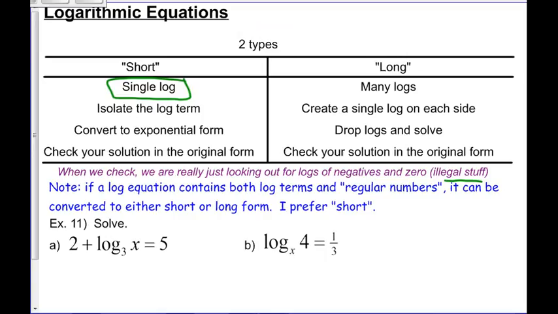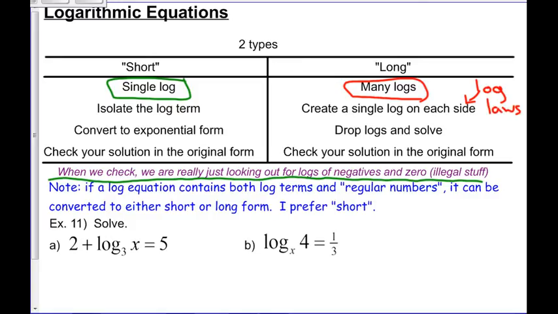And when we check, usually what we're just looking out for is illegal stuff, which means taking the logs of negative numbers and 0. Okay, so as long as that's not happening, typically the numbers will work out fine. So you want to keep your eye out, make sure that the answer that you found doesn't cause you to do one of those illegal things in the original steps. The long ones have many logs, and exclusively logs. And the idea is to create a single log on each side using log laws. Then you'll drop your logs, you get rid of them, and solve. And finally, you check again in the original form.